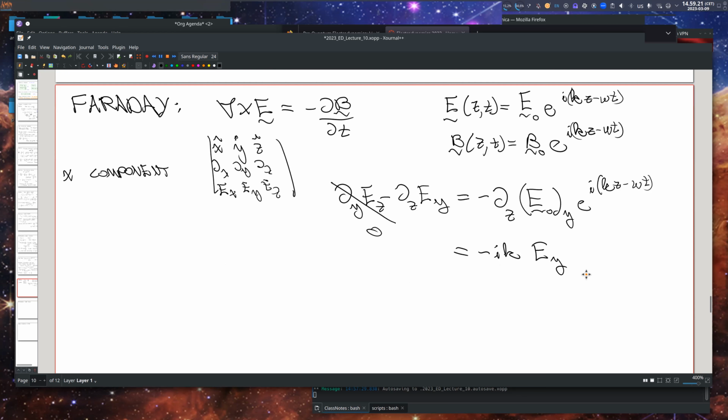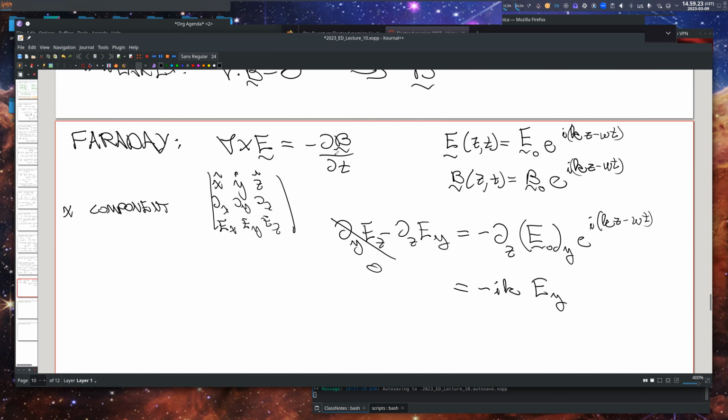So when I take the time derivative of B, the x component here, that's one thing. So what I need is minus ik Ey has to be equal to minus the time derivative of the x component of B. The time derivative here gives me minus i omega. So this becomes i omega Bx.